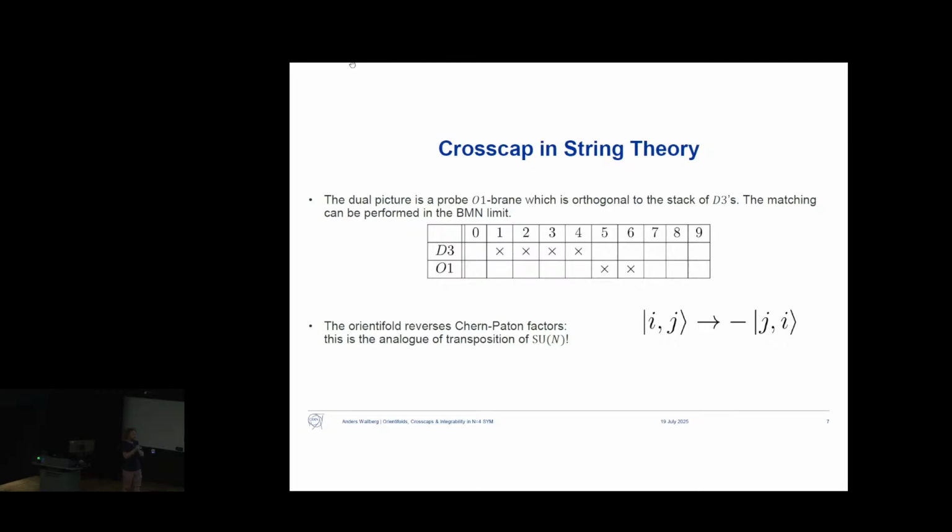And we can even perform some naive matching in the BMN limit, although there's much more to be said about the Orientifold side of this to understand it better. Also here, this mysterious transposition we had, this charge conjugation that was necessary, has a natural origin, which is that Orientifolds are known to reverse Chan-Paton factors. That comes from the fact that they reverse orientation. So they also flip around where your string starts, which D-brane it starts on and which it ends on. And that's the precise analog of this transposition we had earlier. So it's in fact quite natural.